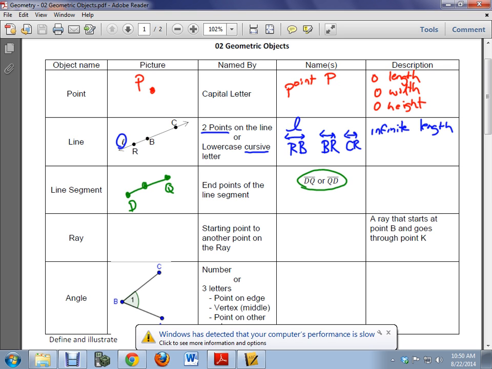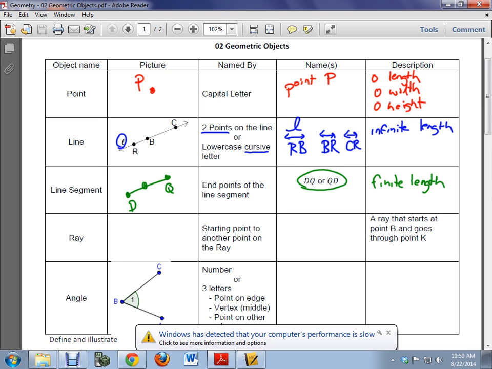Now, a line segment has no width and no height, but it has what is called a finite length. And that is, a line segment stops. You can measure a line segment. Even if it's extremely long, you could theoretically measure it. A line you could not measure because it goes on forever.